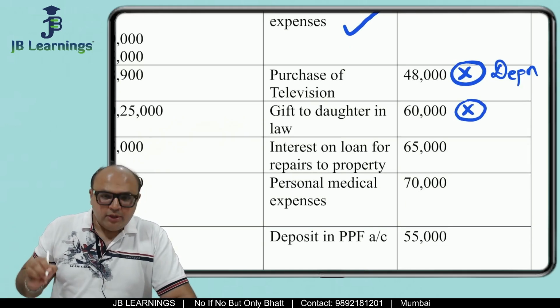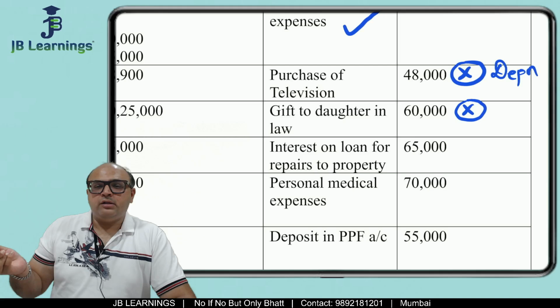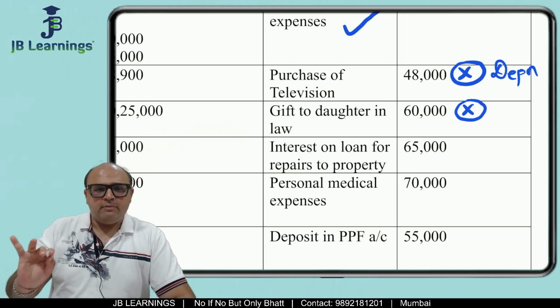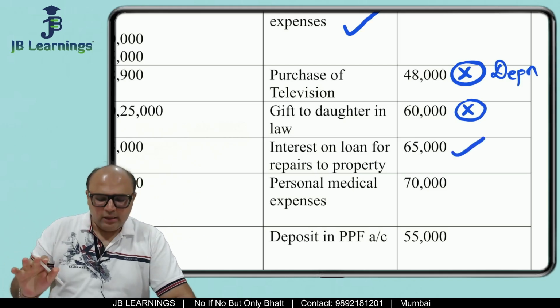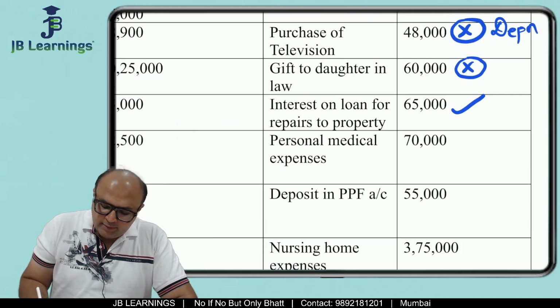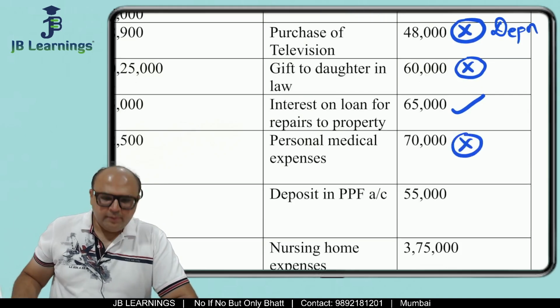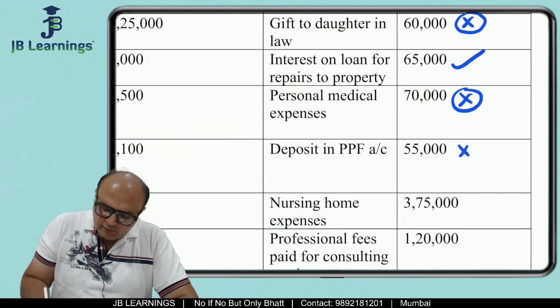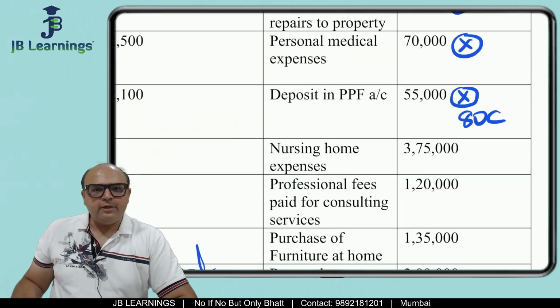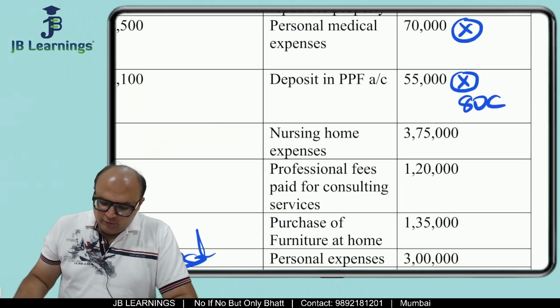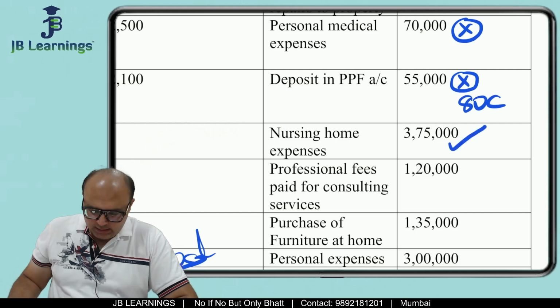Interest on loan for repairs to property. We don't know whether this is business or residential property, but let us take a positive assumption currently. Personal medical expenses obviously will not be allowed. Deposit in PPF. This is not my business expense. This will go in Chapter VI-A because we are solving total income sums. Nursing home expense. This is a business expense.